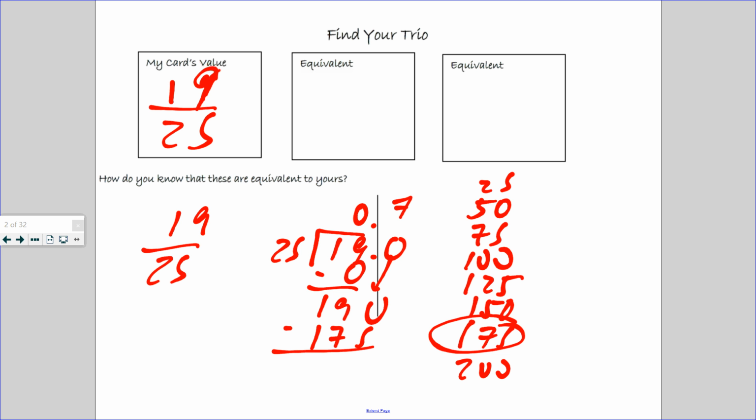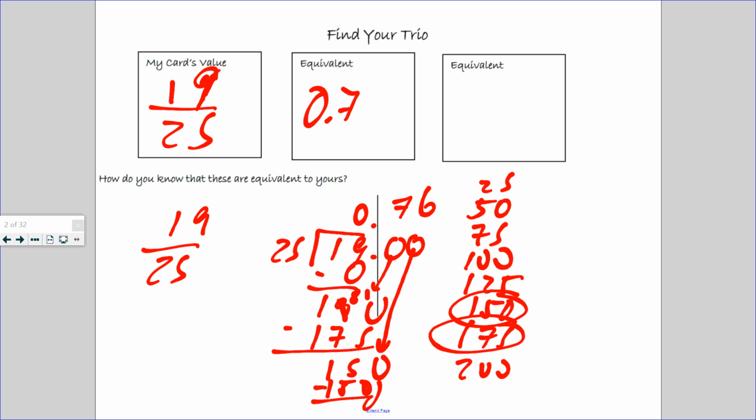190 minus 175 is 15. Annex another 0. Do you see 150 in your chart? Yep, it is the sixth number. So the decimal you'll be looking for is someone has 76 hundredths. Wait, 7,600. So if someone had this card, they would go around looking for someone who has 7,600. And I'll notice that no one has it because they would have to simplify this by dividing by 4 to get 19/25th. So they're all equivalent.